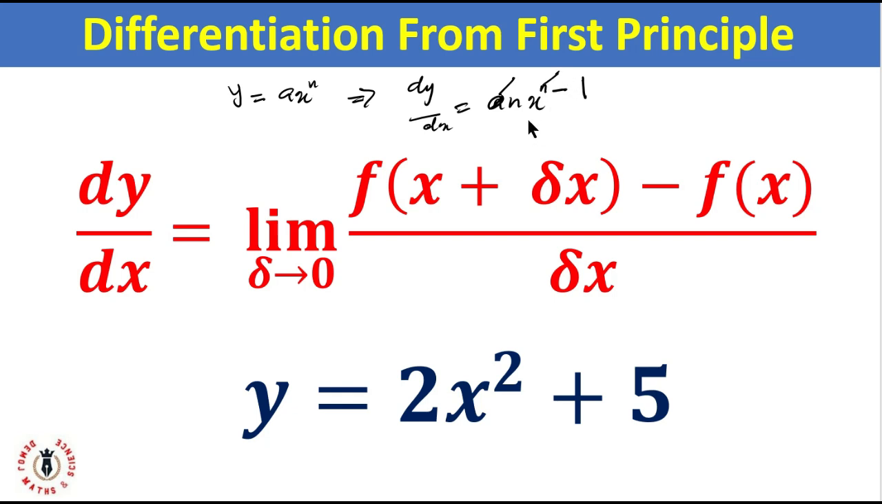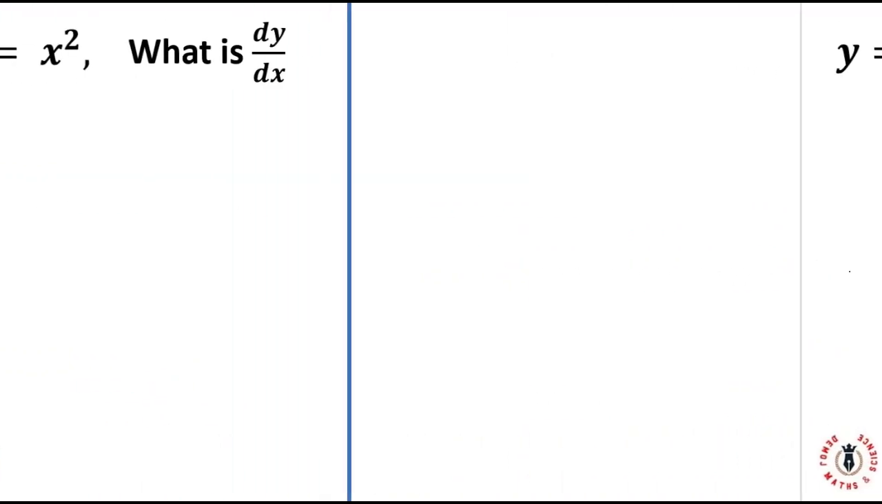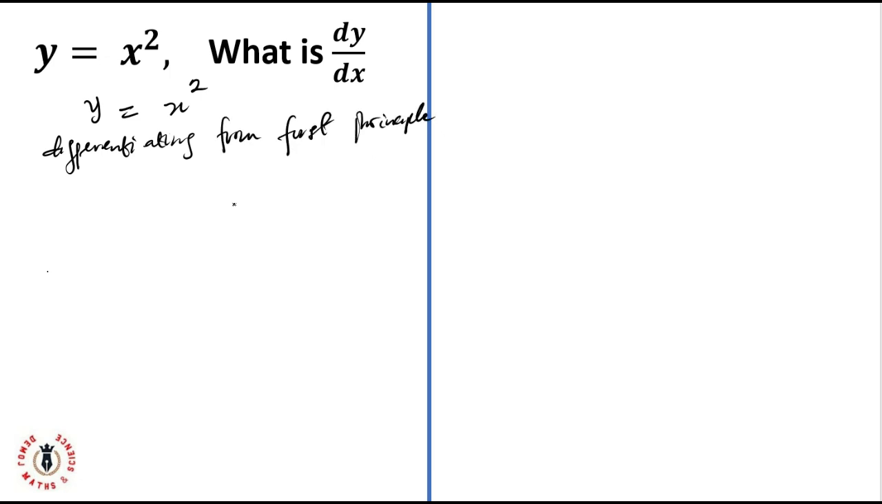But today we'll be seeing from first principle. That said, let's get into class. Let's use this example. My example says that if I have y to be equal to x squared, now we are differentiating from first principle. So that if y is equal to x squared, I'll call this my equation 1.